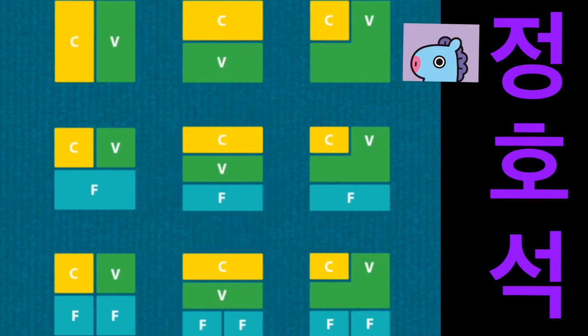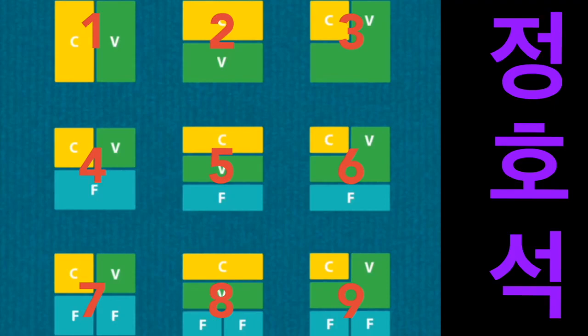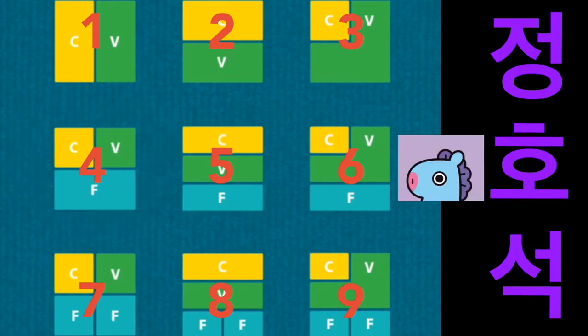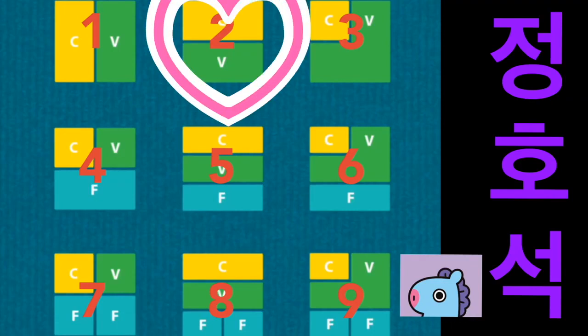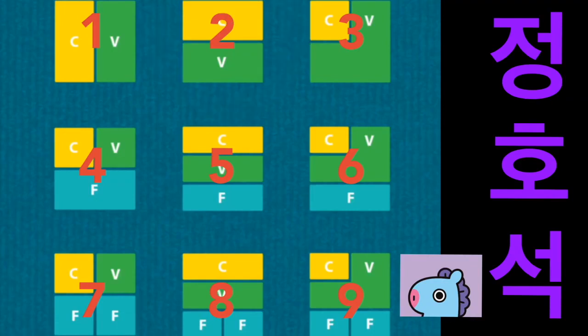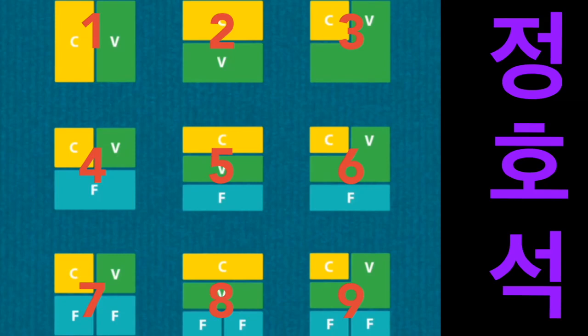As you can see, 정 has 3 letters. Which diagram has 3 letters arranged in the same pattern as Jung? It's number 4. 호 has 2 letters, one on top of the other. For this syllable, we will be using pattern number 2. 석 has 3 letters arranged in the same pattern as the first syllable. So we'll use pattern number 4.